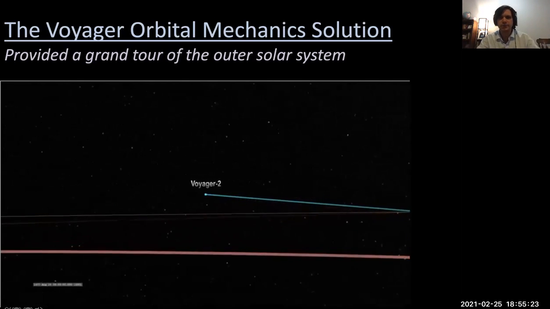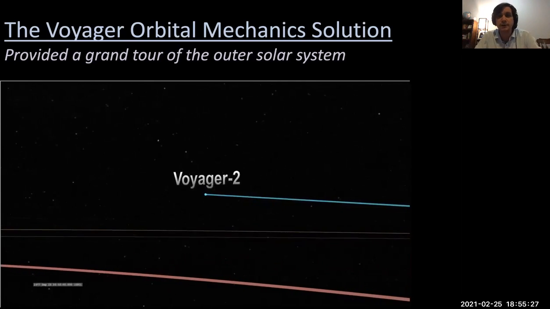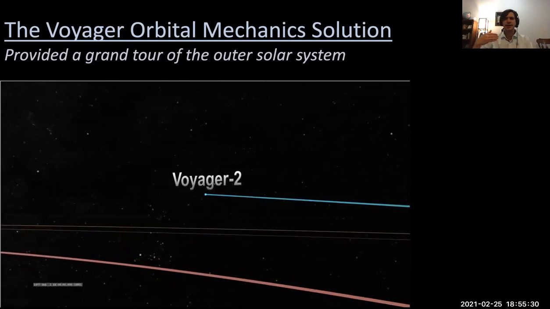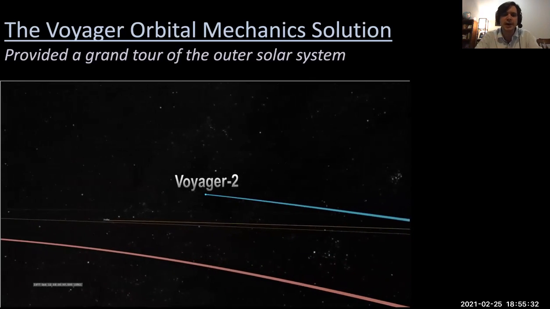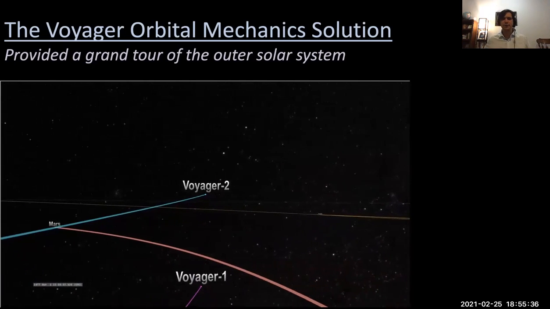There they go. Voyager 2 is launched, and right about now, Voyager 1 is to be launched. This video follows Voyager 2 because it does the grand tour through the entire outer solar system, visiting Jupiter, Saturn, Uranus, and Neptune. There we have Voyager 1.